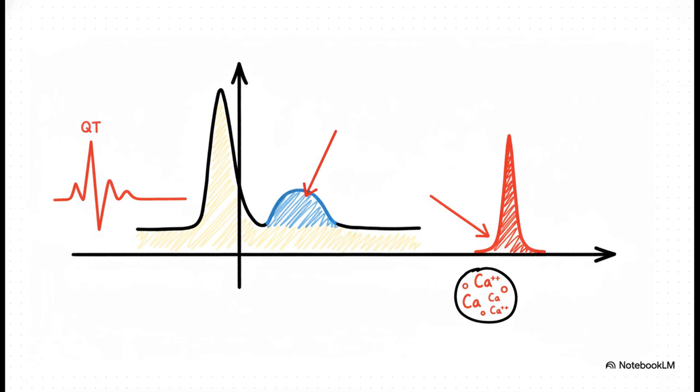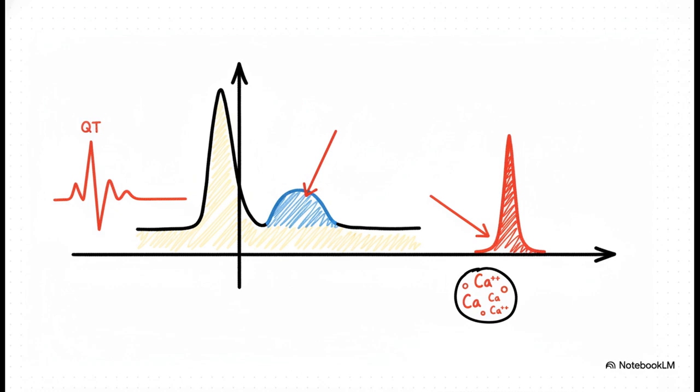Now, triggered activity comes in 2 distinct flavors. You have early afterdepolarizations, or EADs, which occur during repolarization in phase 2 or 3. They happen when the action potential gets so prolonged that the L-type calcium channels have enough time to recover and reopen, causing a new depolarization. This is exactly why EADs are intrinsically linked to a long QT interval and are the cellular mechanism behind torsade de pointes. In contrast, delayed afterdepolarizations, or DADs, occur after the cell has fully repolarized during phase 4.